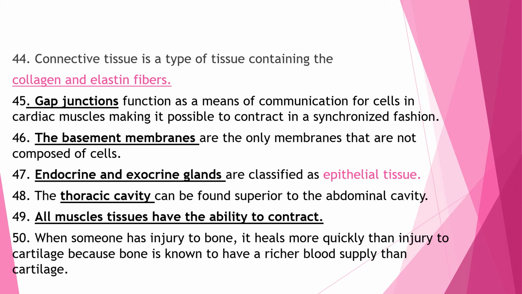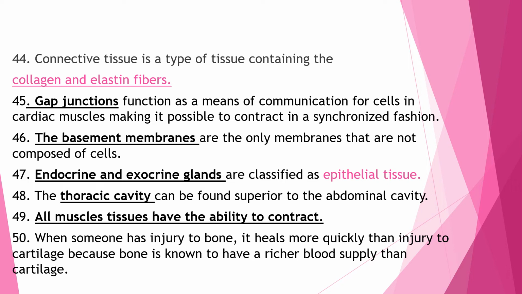Okay, next, gap junctions. Gap junctions function as a means of communication for cells in cardiac muscles, making it possible to contract in a synchronized fashion. So if you see "contract in a synchronized fashion" in the test, you would automatically think of gap junctions.